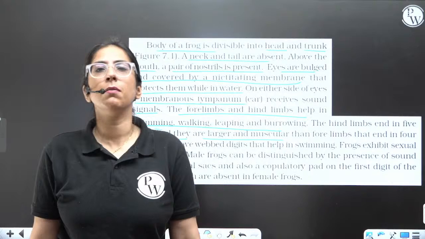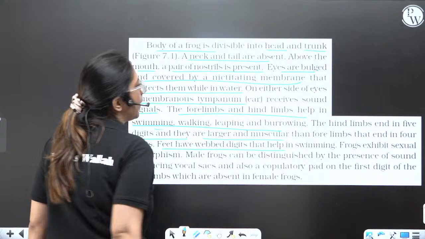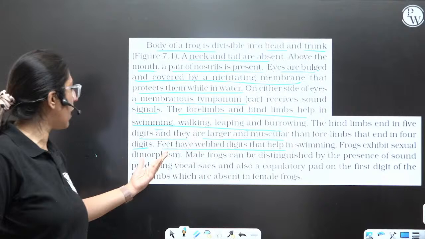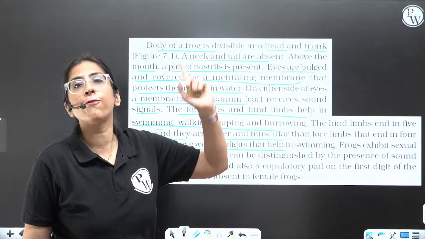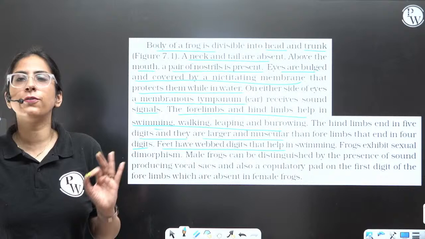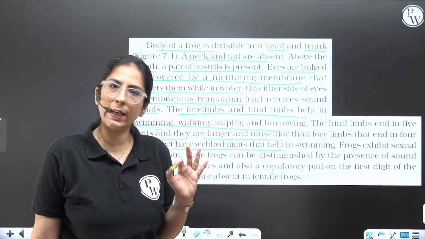Forelimb, 4-digit, feet are webbed, that helps in swimming. They exhibit sexual dimorphism, the male frog is distinguished by the presence of a sound producing vocal sac and copulatory pad, very important. First digit of forelimb. How will you remember? The copulatory pad is present on FF, first digit of forelimb. Where is it present? First digit of forelimb. Okay?